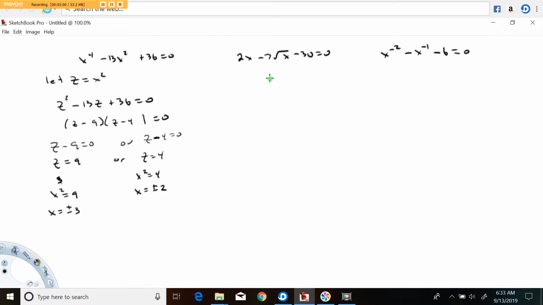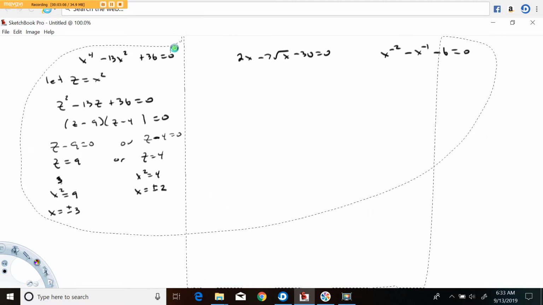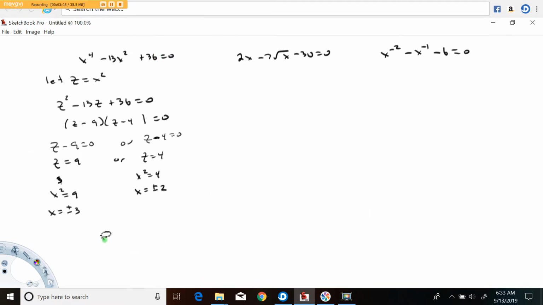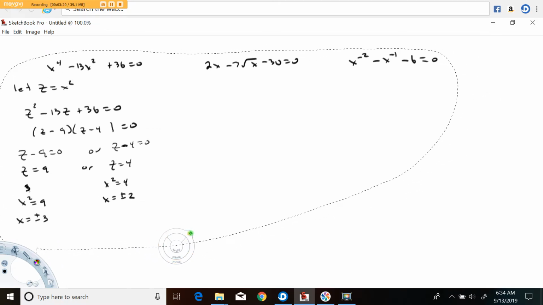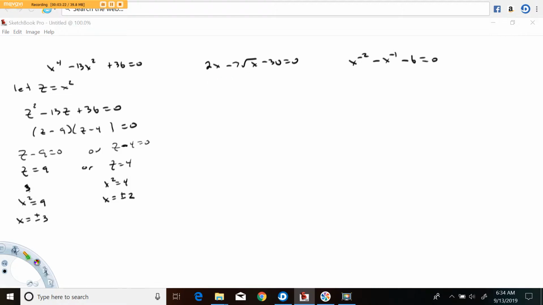Let's take a look at this one. If you don't mind, I'm going to try to move this whole thing to the right here. Give me just a little more room. All right, so let's take a look at that.